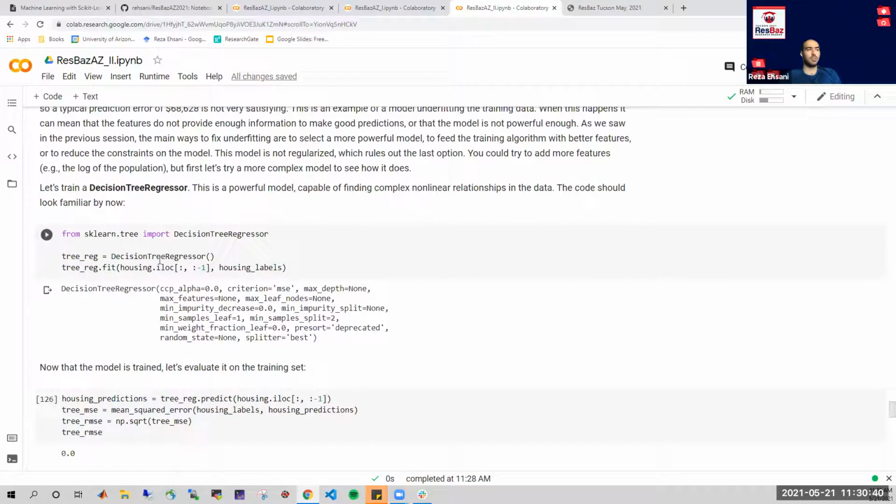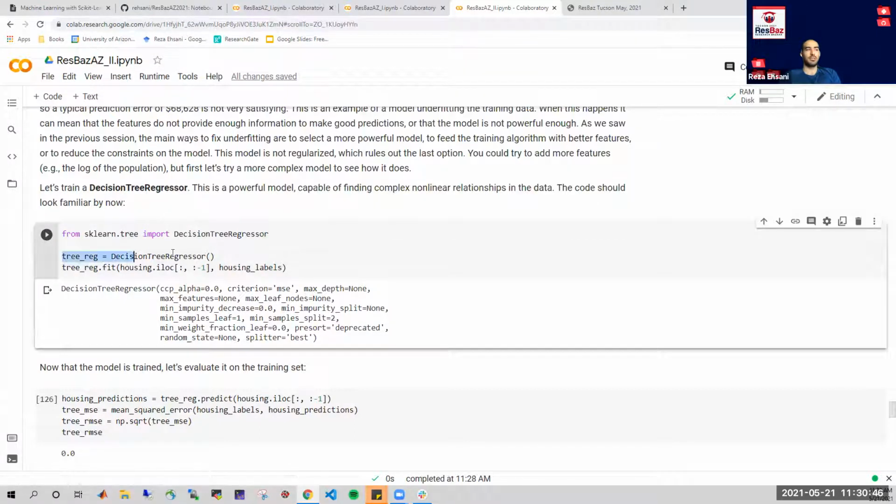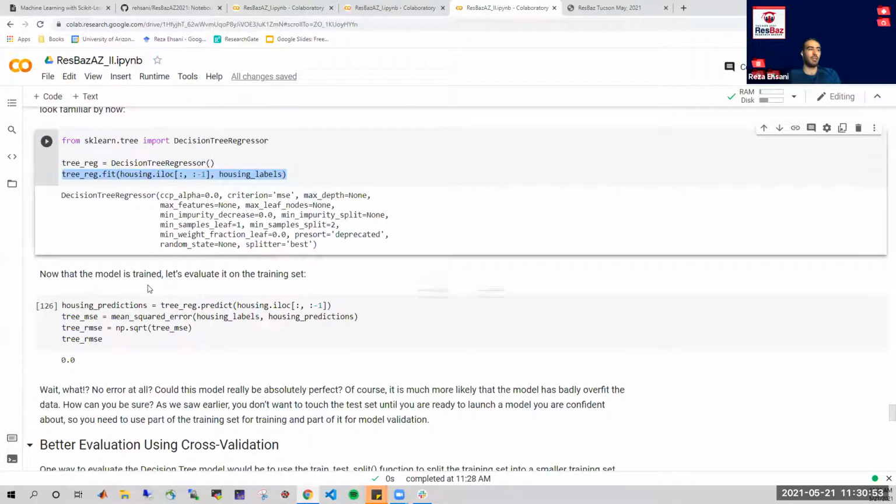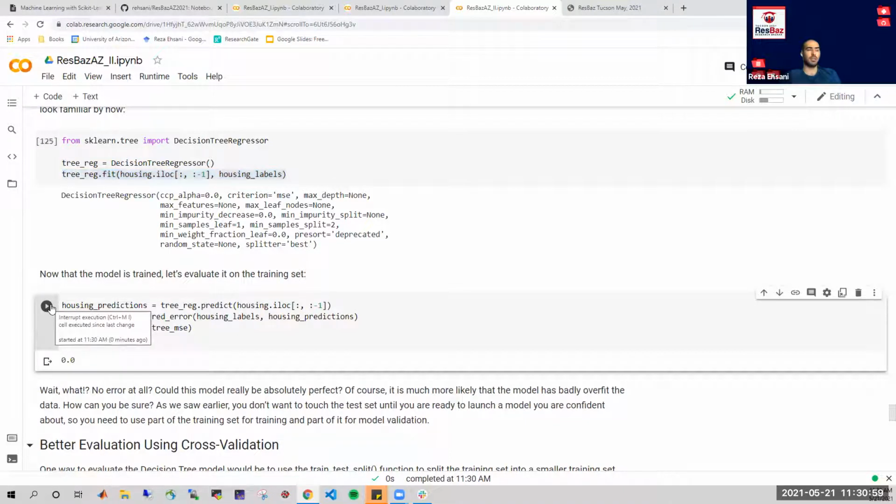Okay, so for decision trees, from sklearn.tree import DecisionTreeRegressor, create an instance of the DecisionTreeRegressor, and finally fit it to the X and y that you provided in your datasets. Then, when we evaluate over the training set, the error is 0. Wait, it cannot be true, right? This is a clear sign of overfitting. The decision tree is not that powerful to capture everything. It shows that the model has memorized everything and has badly overfit the data.